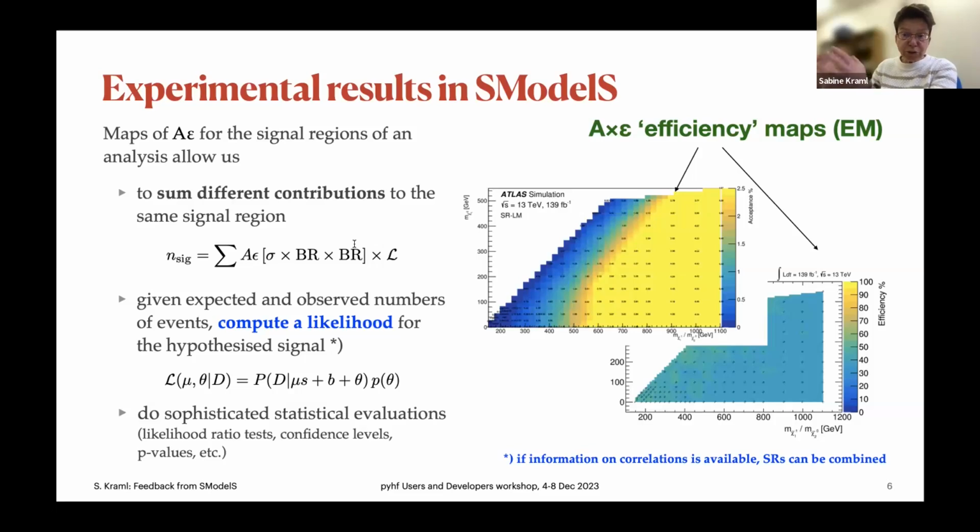So once we found these efficiencies, this is basically like in Aki's talk this morning, when they do the recasting with CheckMATE, they compute the acceptance times efficiency values for the new signal. We directly use these kind of maps to determine the signal counts in each signal region. And then from then on, the computation of the likelihood is equivalent. And this is, of course, where PyHF comes in, because if information on signal region correlations is available, the signal regions can be combined, and we can do a much more sophisticated statistical evaluation.